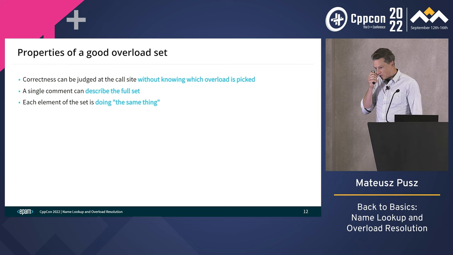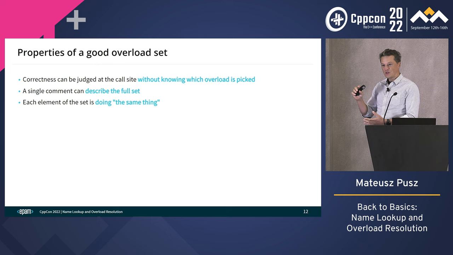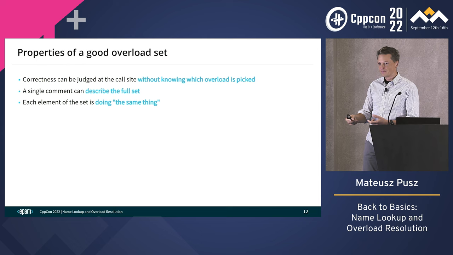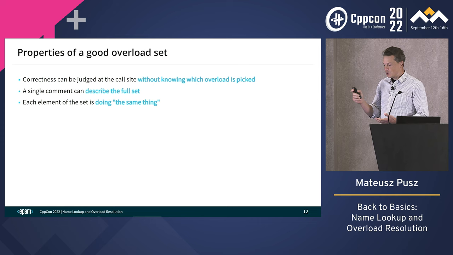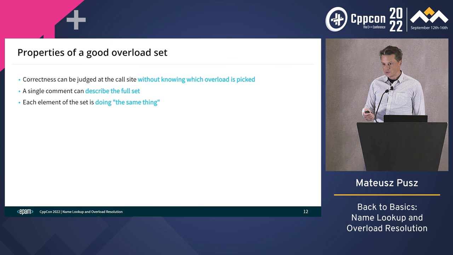Properties of a good overload set. Correctness can be judged at the call site without knowing which overload is picked, as we mentioned. A single comment can describe the full set. You don't have to specify a comment for each of the overloads because all of them should do the same thing, right? Only on a different set of arguments. Each element of the set is doing the same thing. Those are the properties that you should have, and if those are true, then you can use the same names. Otherwise, try to use different names so the user is not confused.